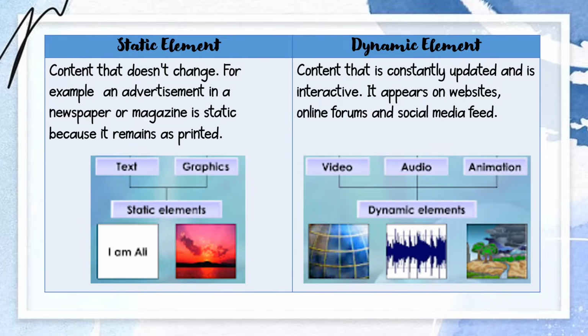When we say static element, it's a content that doesn't change. For example, an advertisement in a newspaper or magazine is static because it remains as printed. While dynamic element is a content that is constantly updated and is interactive. It appears on websites, online forums, and social media feed.